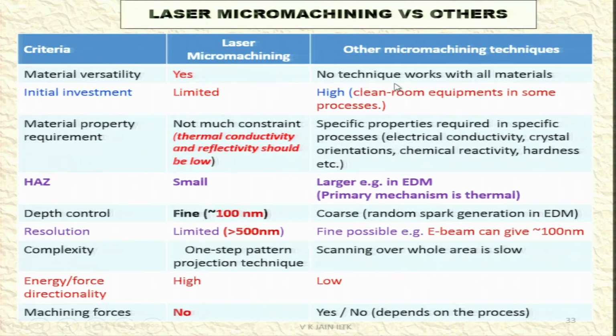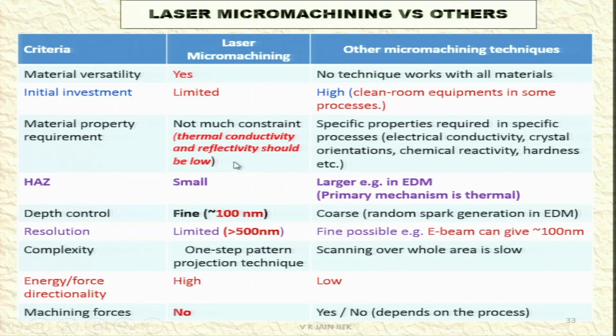Other micromachining techniques, no technique works with all materials, just like EDM works with electrically conducting materials, or magnetic abrasive finishing works mostly with non-magnetic materials. Initial investment is limited, it is high, clean room equipment in some processes is required. Material property requirement, not much constraint.